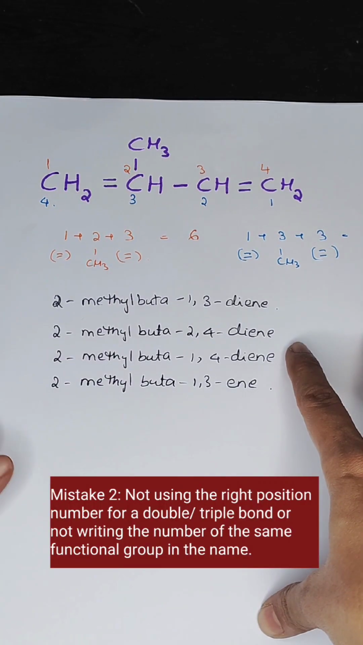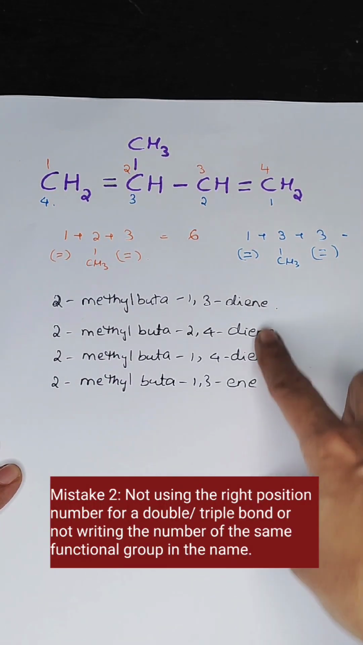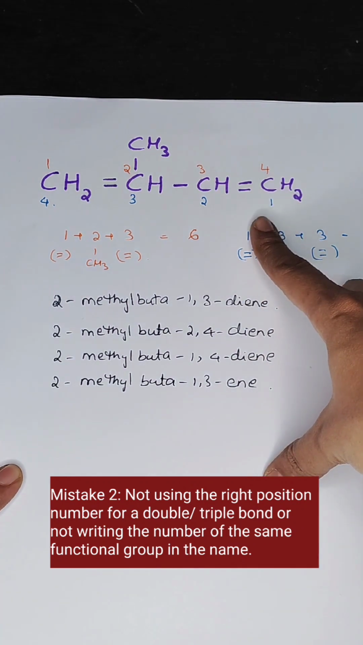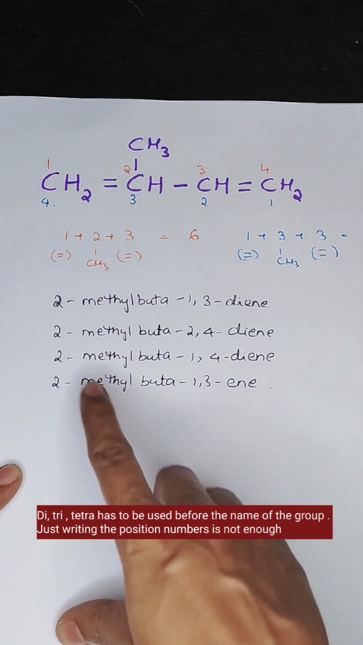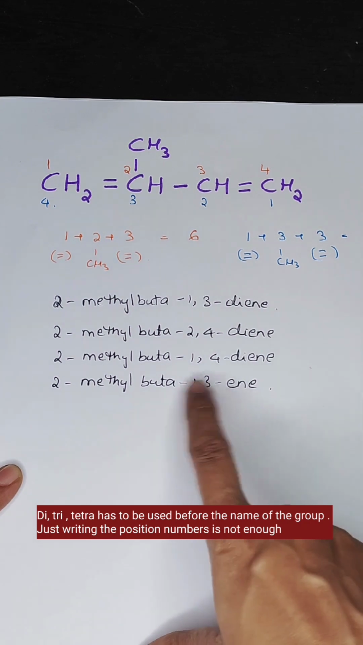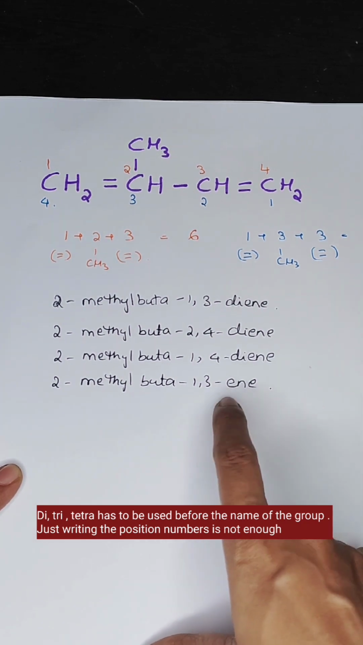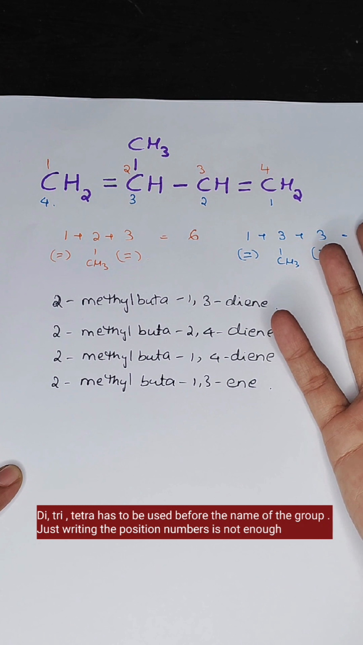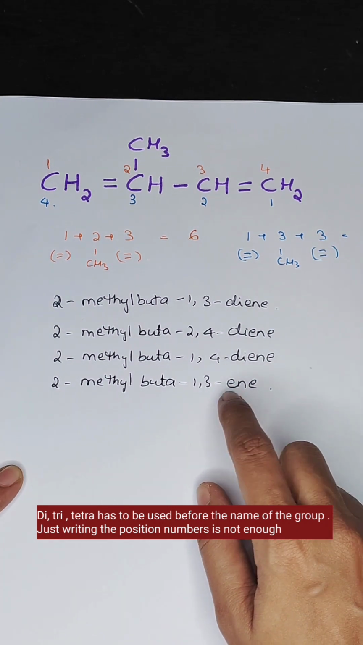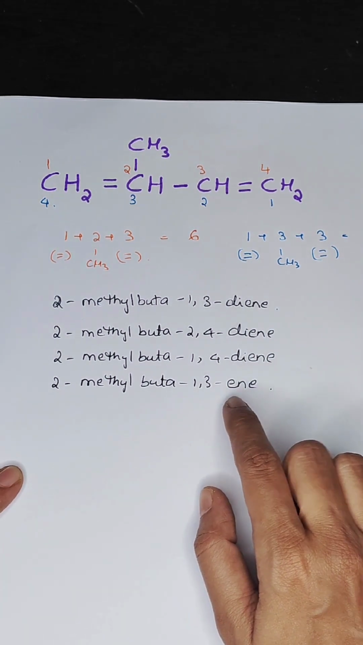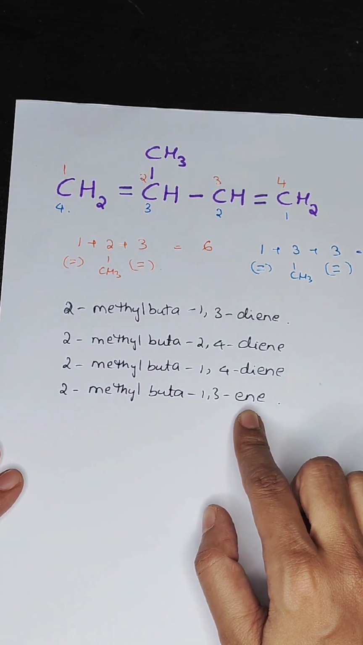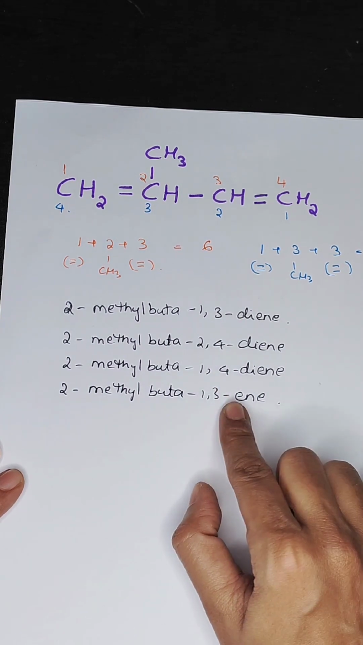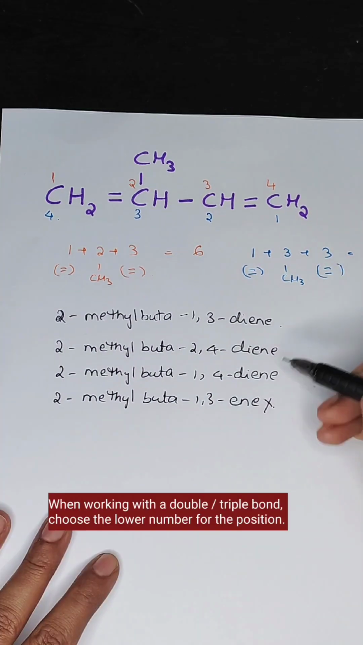Okay, using this same example, let's look at another possible mistake. So you can see I've written 4 different variations of the name for this particular compound. Now I'm going to walk you through what is wrong in each one of them and what is the actual correct one. Let's start with this last one. 2-methyl buta 1,3-ene. Now this is wrong because when you have two double bonds, when you have two of any functional group, you need to write diene. You cannot write just ene or you cannot write just ol. If there's 2 alcohol groups, it has to be diol, 2 alkene groups, diene, and so on. So you have to mention the number as well. So that's why this one is wrong.